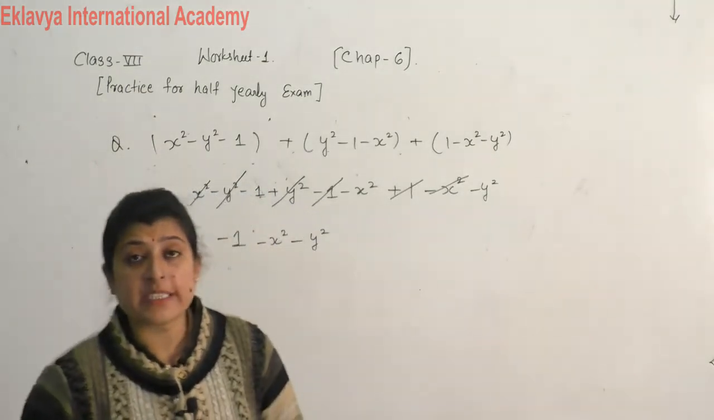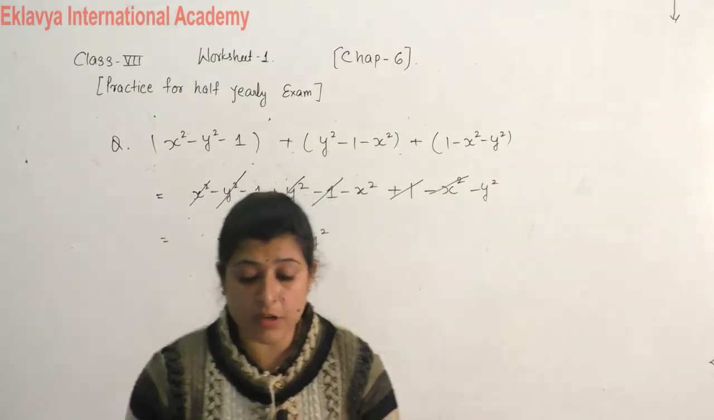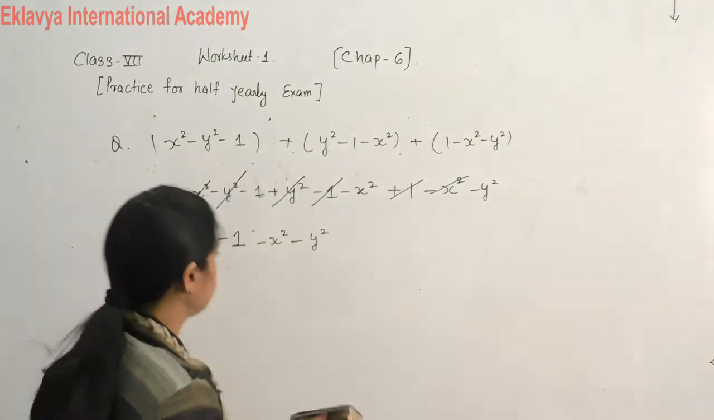Now see question number 2. By how much is the sum of this and this greater than this?